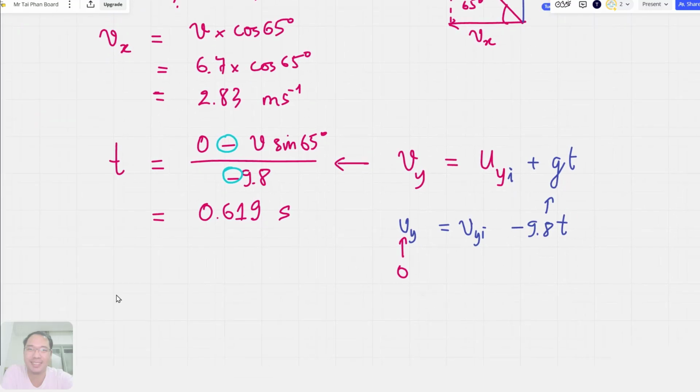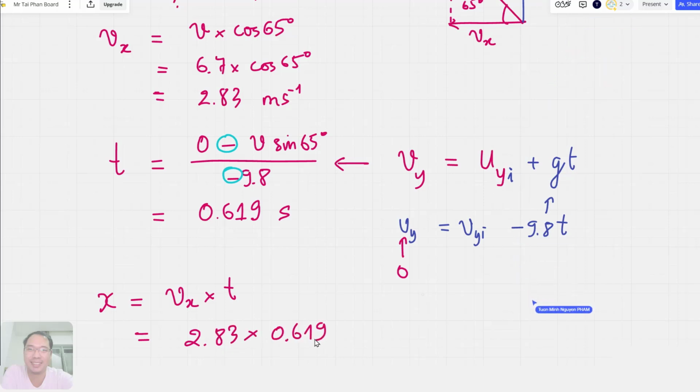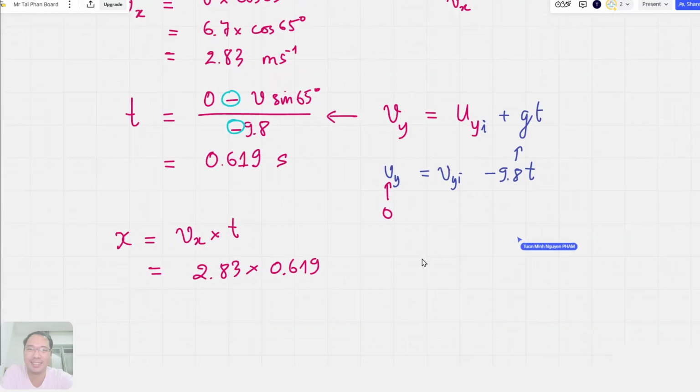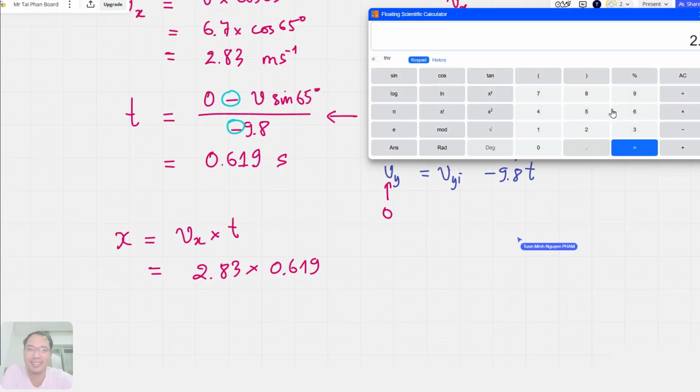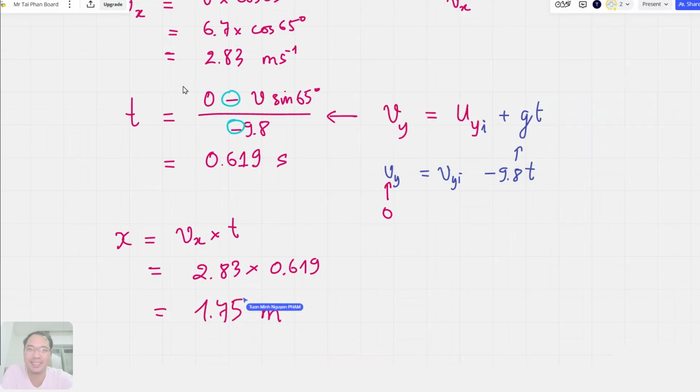So the answer to question B, the distance, is horizontal speed multiplied by the time. Horizontal speed is 2.83 and the time is 0.619. We get the answer: 2.83 times 0.619 is 1.75 meters. So it is 1.75 meters horizontal distance.